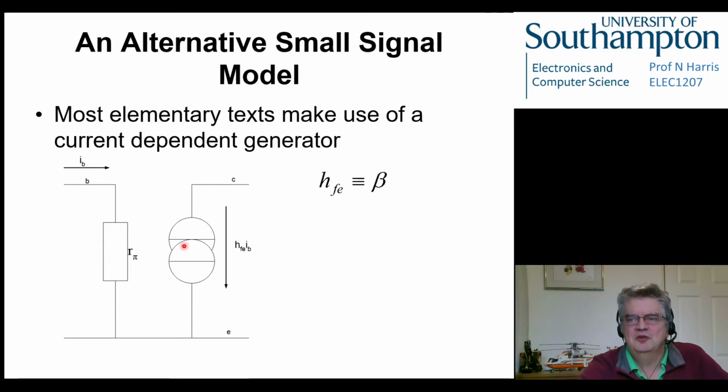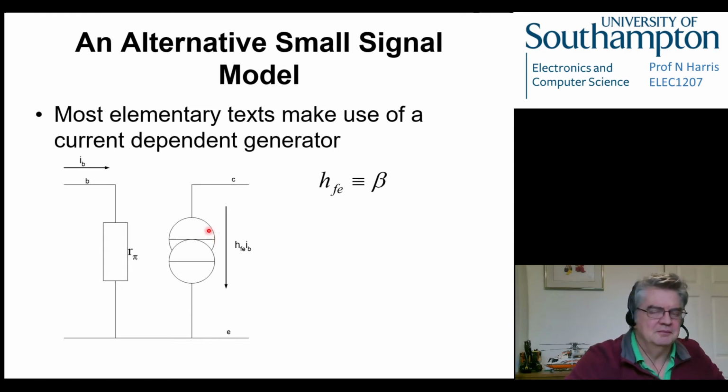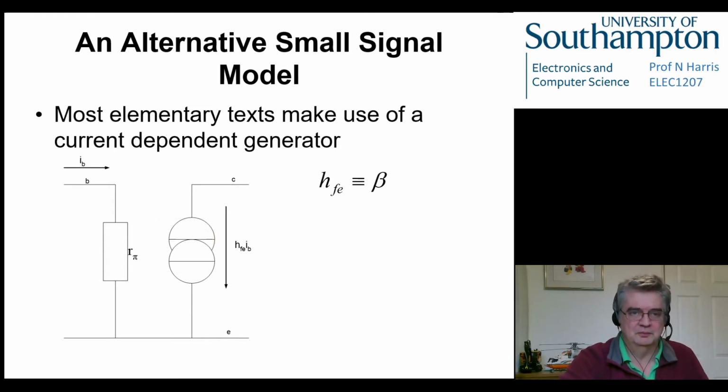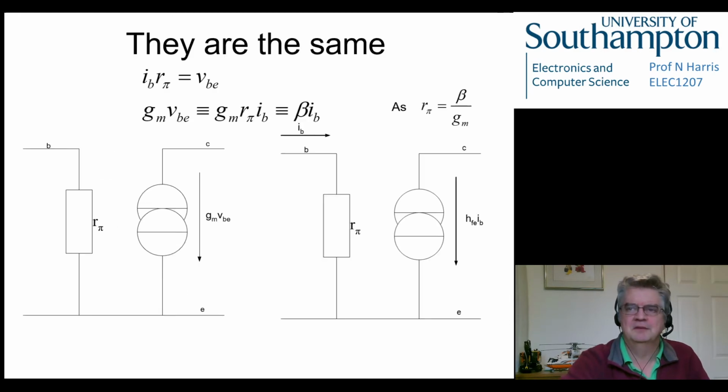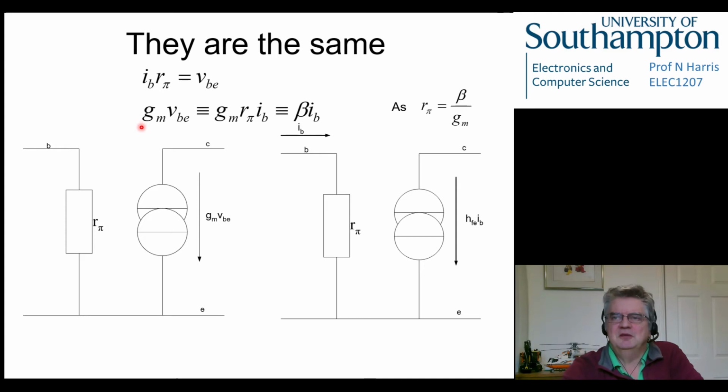Okay, so we would expect this model to perform the same as the one we've just looked at, the hybrid pi model, because you can't have two models modeling the same thing giving you different answers. That's just not sensible. One of them must be wrong. So they're actually the same, and armed with a bit of linear theory and some simple knowledge of what's going on, you can show they're the same. It's a bit like the source transformation theorem that we looked at.